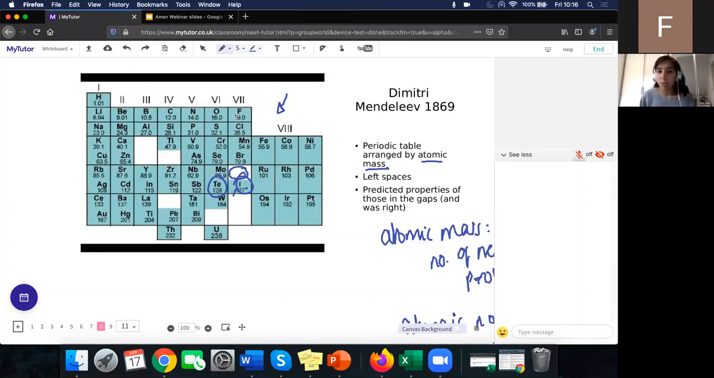So his periodic table was most similar to ours. Okay, so that's a brief run through of the history of the periodic table. Someone's asking me to go back to the John Newland slide. I shall go back there.